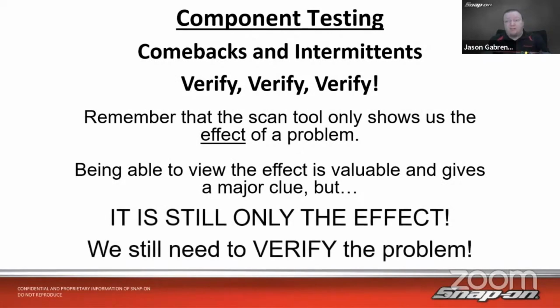We need to verify that problem and then verify that repair as well. So, let me give you an instance. A car comes in with a P0102 code, mass airflow sensor. So you go through, check the flow chart if you have one, and you say, all right, according to this, I guess it needs a mass airflow sensor.